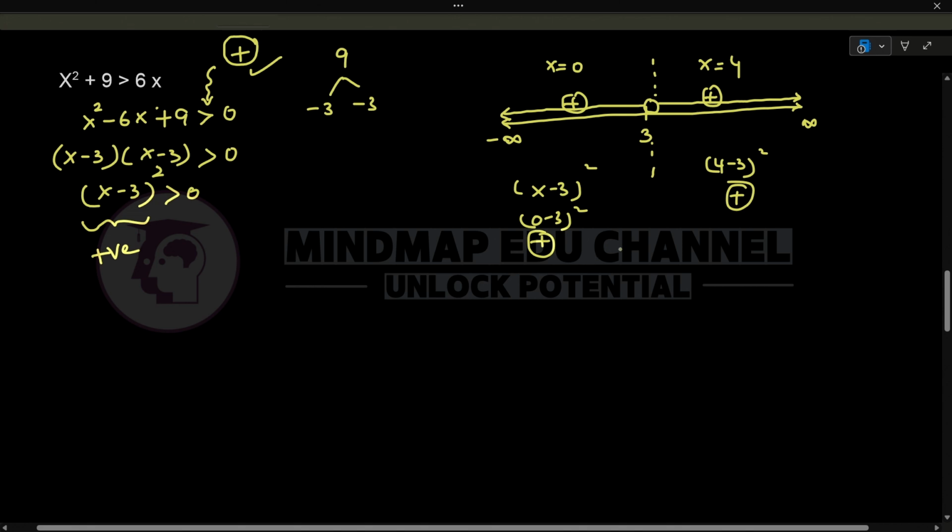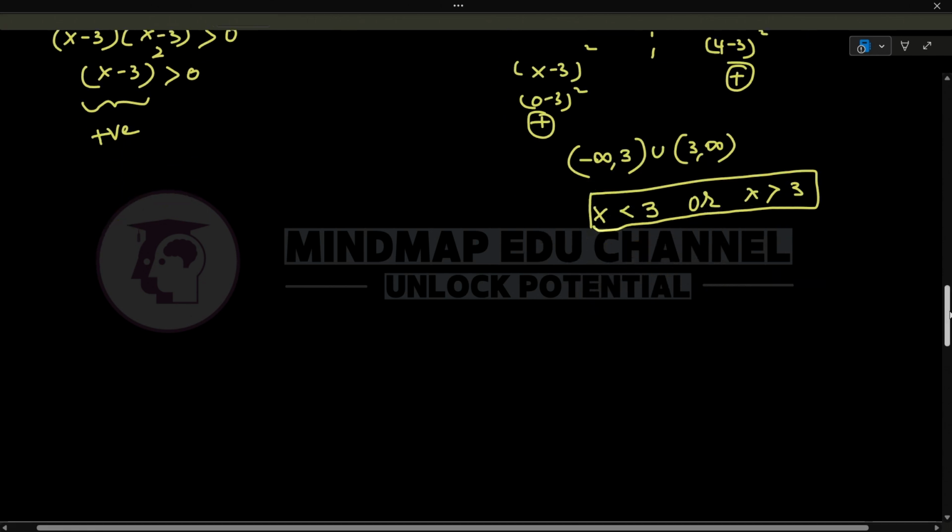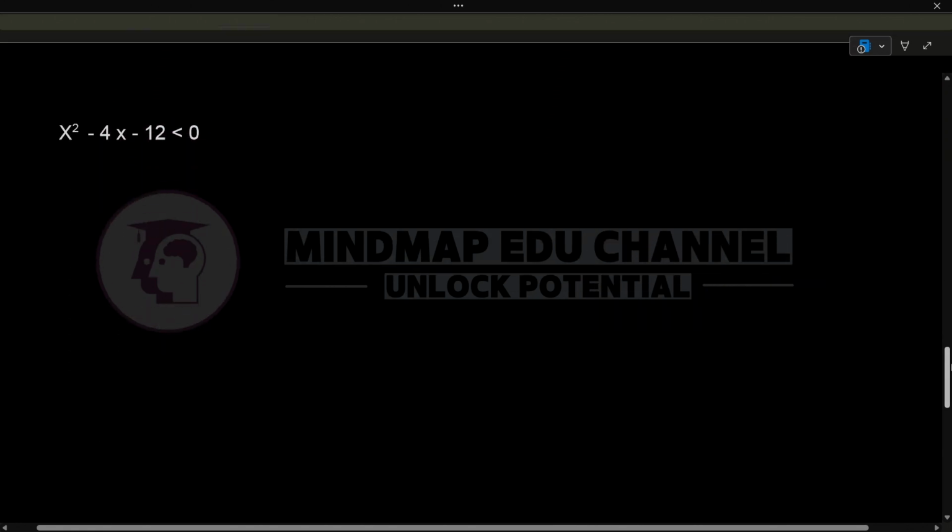Clear? So in interval notation, you can write from -infinity to 3. Check the brackets. Union 3 to infinity. Because 3 is not included. And in inequality notation, it will be x less than 3 or x greater than 3. So this is the solution for this expression. Let's move to the next example.